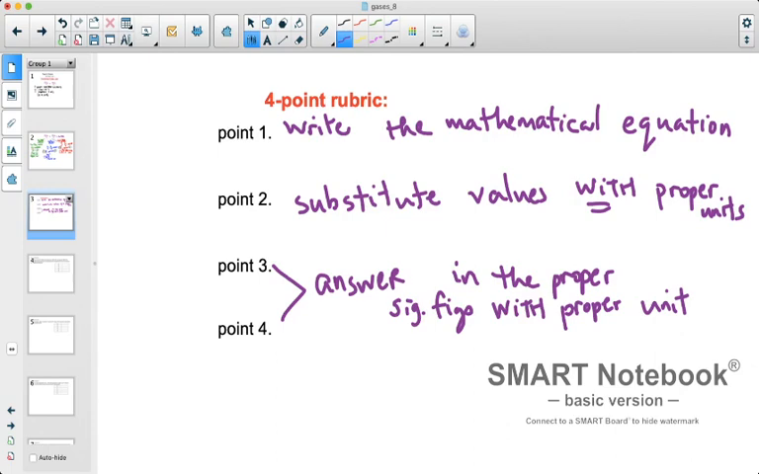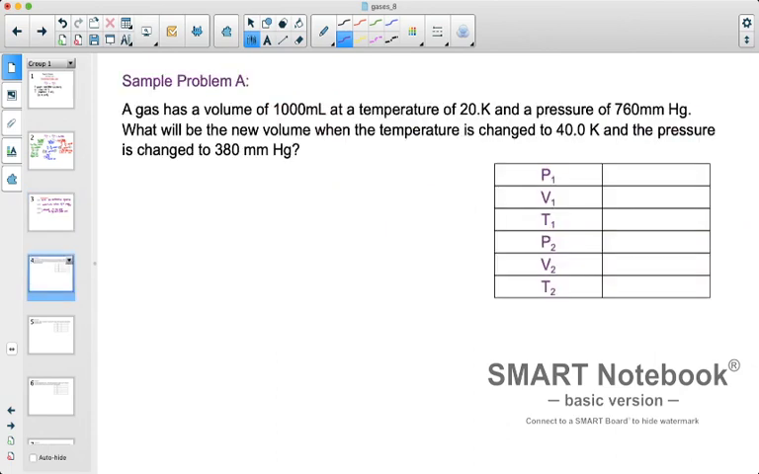All right, so let's take a look at a couple of sample problems. And make sure you have a calculator. Pause the video if you need to go get it. But that's the only way that you can learn, is to actually do the problems. So here's sample problem A.